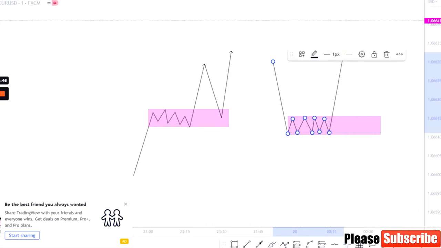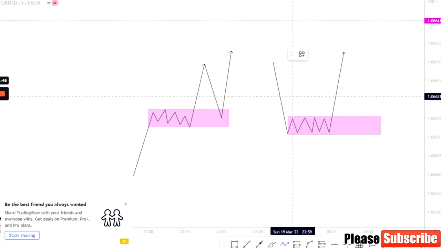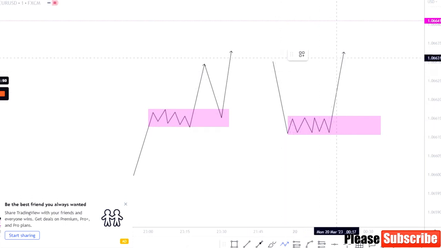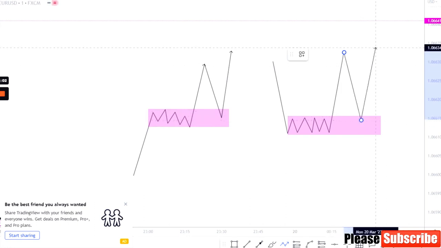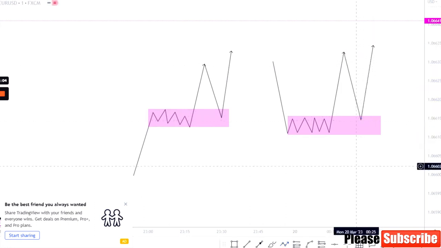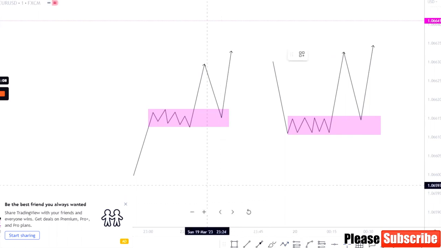Now, the purpose of this demand zone is that when the buyers actually took over from the sellers, the banks will want to bring price to the same discounted level where the first move happened, so they can buy more contracts at a very, very discounted price. And this is where you should get in to ride the market all the way up. So these are the basic criteria you should look out for before marking out your demand or supply zones.